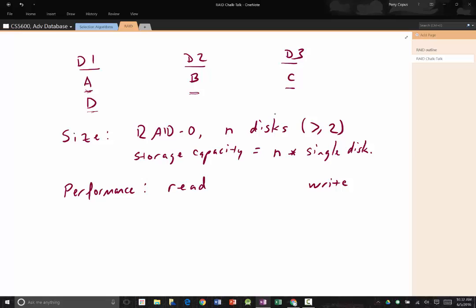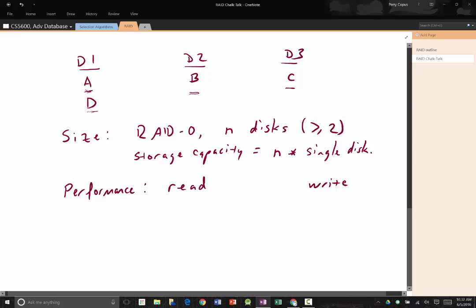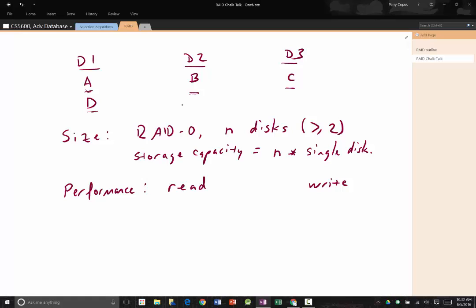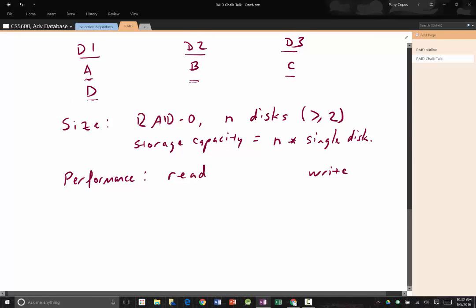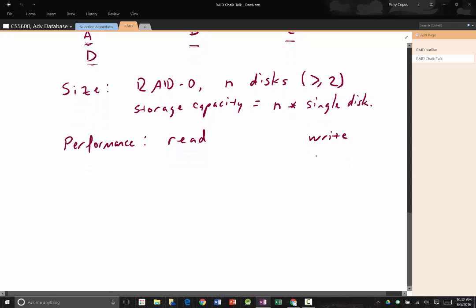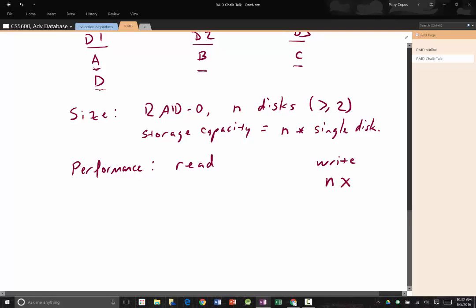Could be a little more for D1 and D2, depending upon how many blocks and where it ends, right, if it doesn't divide by 3 evenly. But if I had 20,000 blocks to write, you would say, okay, 1/3 of the data went to D1, 1/3 to D2, and 1/3 to D3. So that means since I'm writing 1/3 of the data, I can do it in 1/3 of the time, which means my performance is 3 times as fast, if you will, right? So basically, the write performance, I'm going to say n times, nx. It is n times as fast, where n is the number of disks, greater than or equal to 2. 2 disks is twice as fast. 5 disks, it's 5 times as fast.